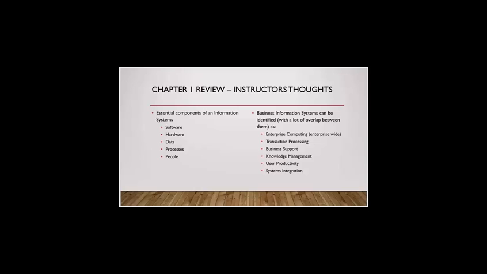When it is a business information system, it typically can be identified as one of the ones that are listed here, but there is a lot of overlap between them. Your knowledge management system may work with your business support system because your business users, while they're supporting the customers, want to be able to access knowledge management. Or you, as a manager, want to track your user productivity in those business support systems. So there's a lot of overlap between them.